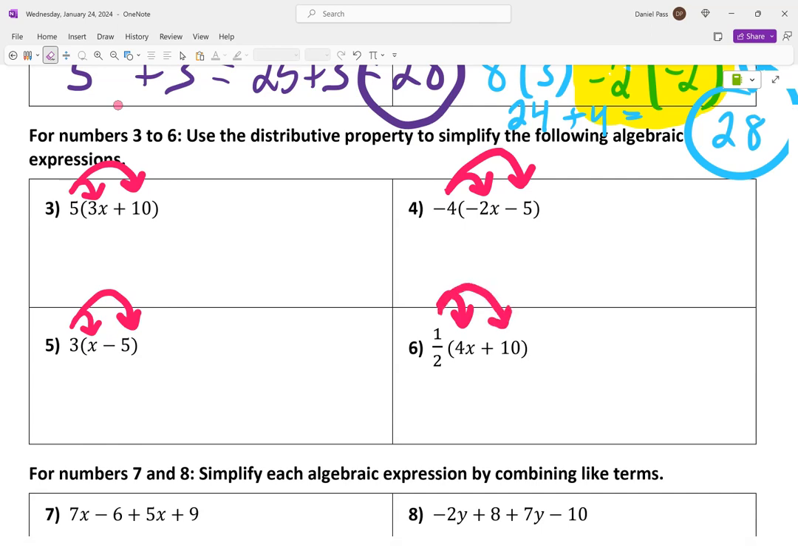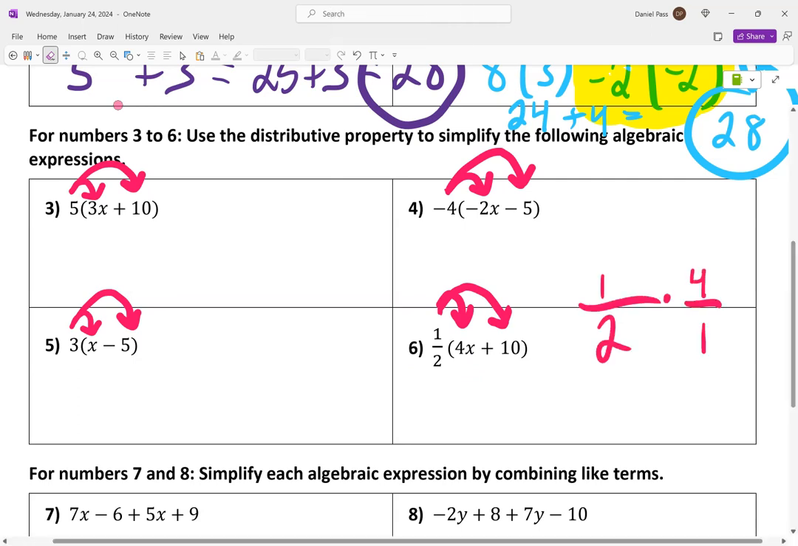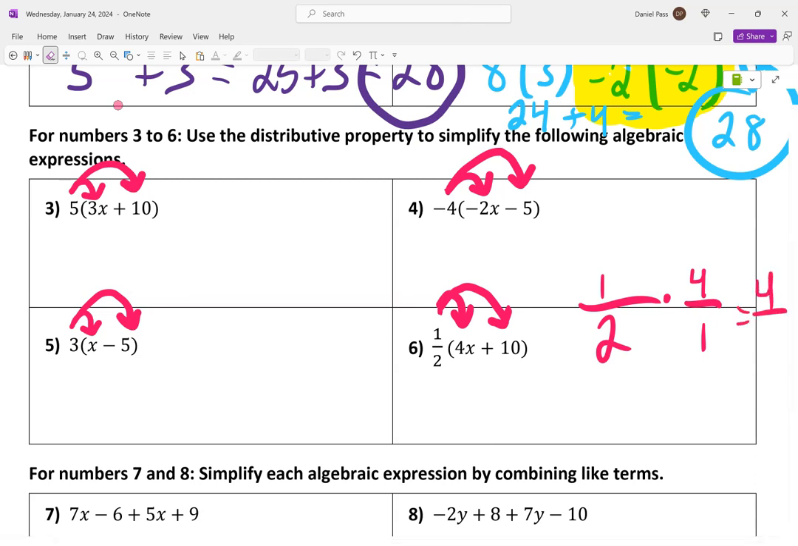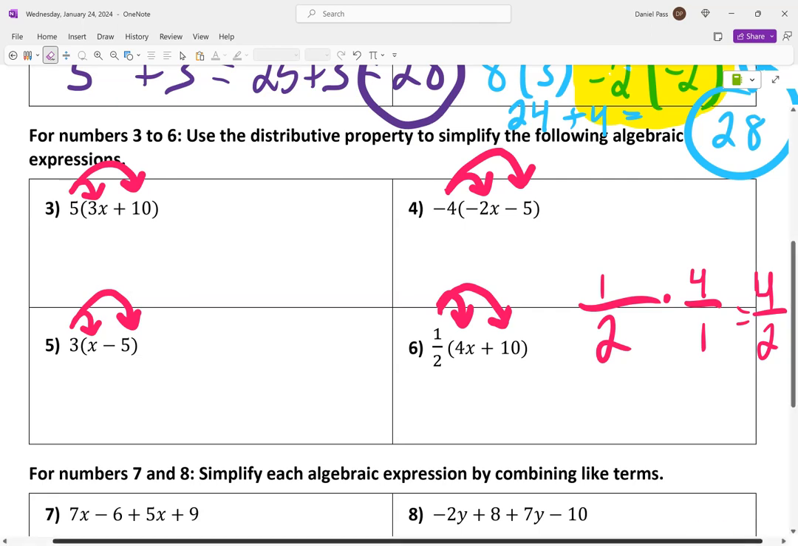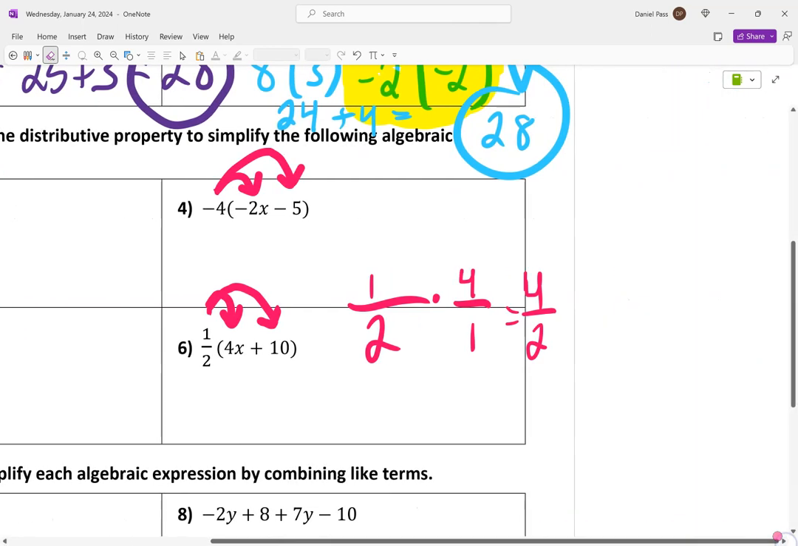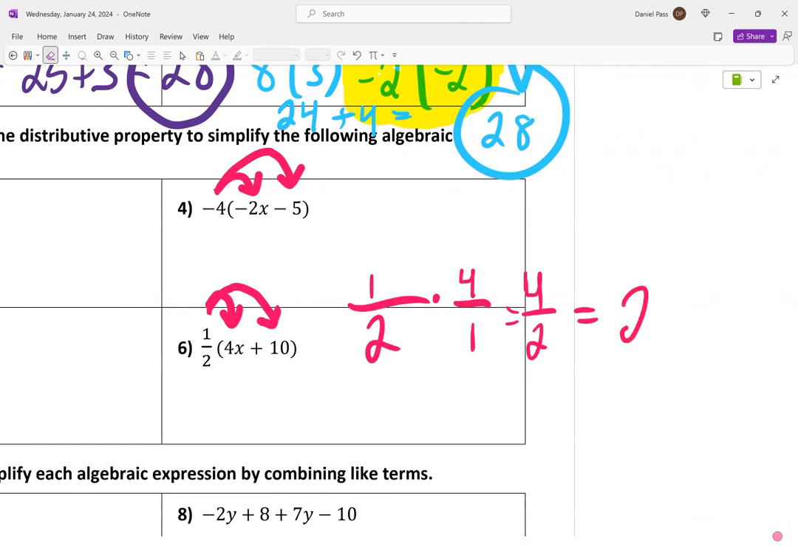Why don't we do 6 first, since people were not sure about 6? Okay, how do we do a fraction multiplication? 1/2 times 4 over 1. That's 4 over 2, or 2. Or 4 divided by 2.